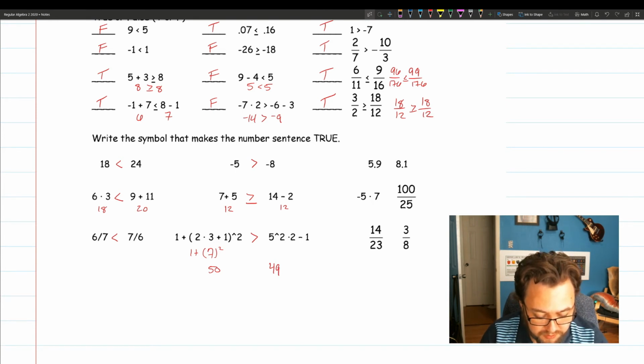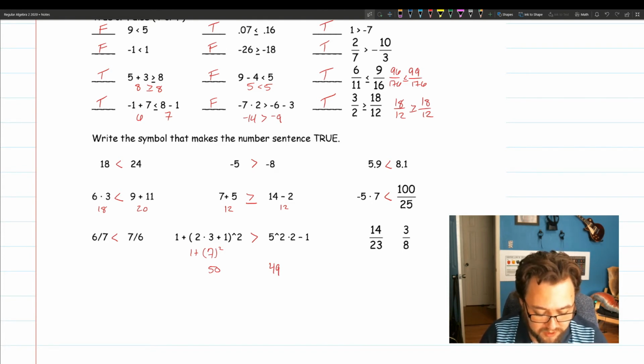Let's see, the next one. $5.90 is less than $8.10. That one's pretty straightforward. Let's see, this guy over here. Again, this one looks complicated. Look at the negative here. The positive is going to be greater than the negative, no matter how you spin it. So the negative number is definitely going to be less than the positive number.